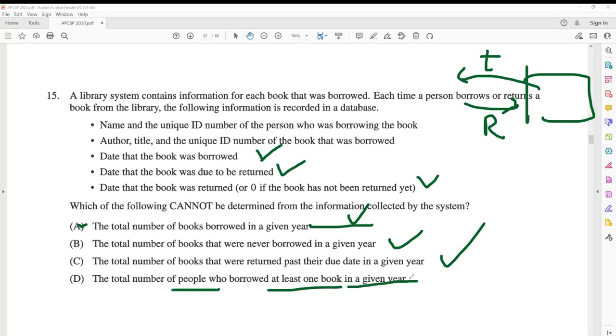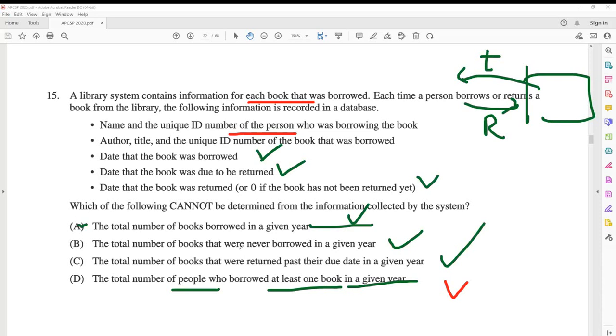The total number of people who borrow at least one book in a given year. So we need to go through every book. We do have the ID of the person who borrowed the book, right? In principle, for each book, we go through each person. This one is also possible. So let's look at which one is the least likely answer. Total number of books borrowed in a given year should be okay.